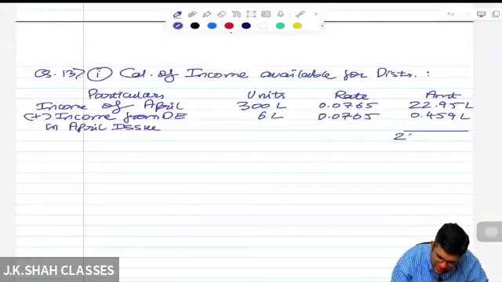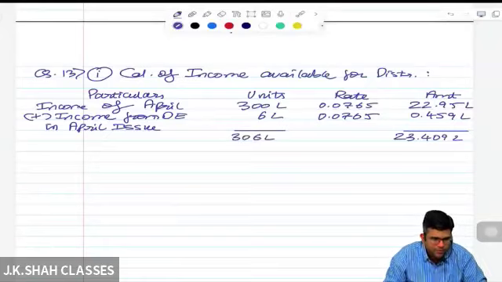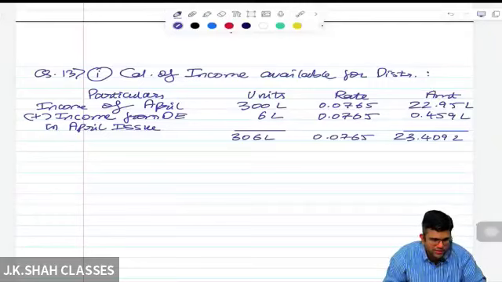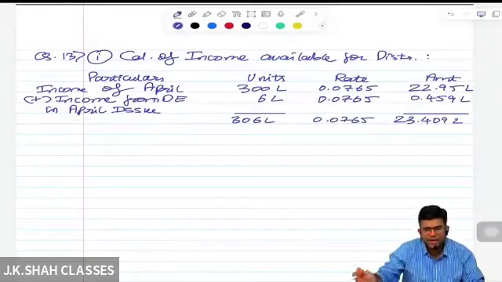Plus 0.459 is 23.409 lakhs, which belongs to 306 lakh partners. And I hope you realize the rate, of course, will be the same, 0.0765. Everyone is at the same rate now. Okay. So April happened. Now, can I say 306 lakh partners with me?